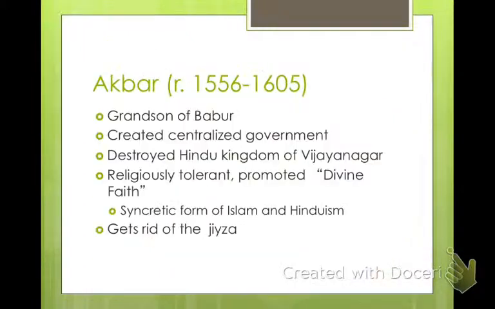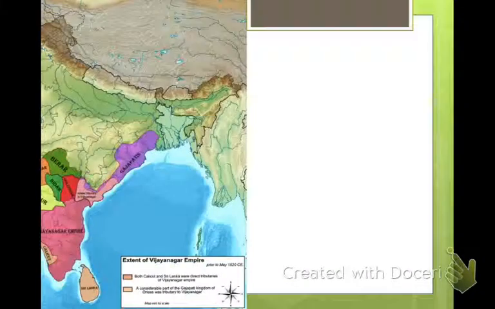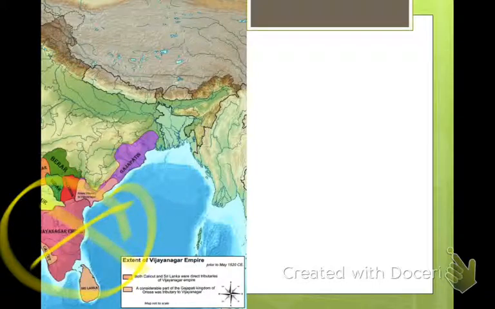Well, Akbar, the grandson of Babur, created a centralized government, destroyed the Hindu kingdom of Vijayanagar, became a tolerant religious ruler, created a syncretic form of Islam, and got rid of the Jizya. Well, what a great guy. The region that he changed is down here in Vijayanagar. He disbands this and creates Hindu regional princes, which creates an opening for the next ruler.